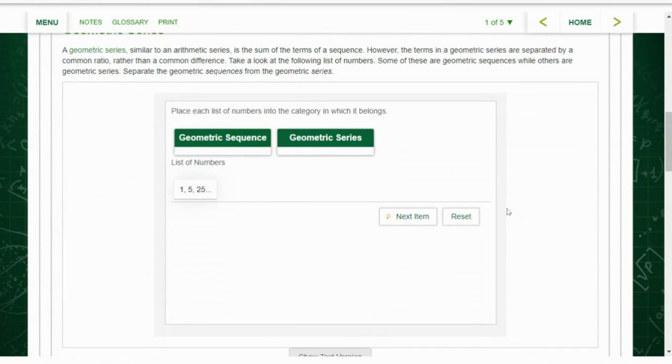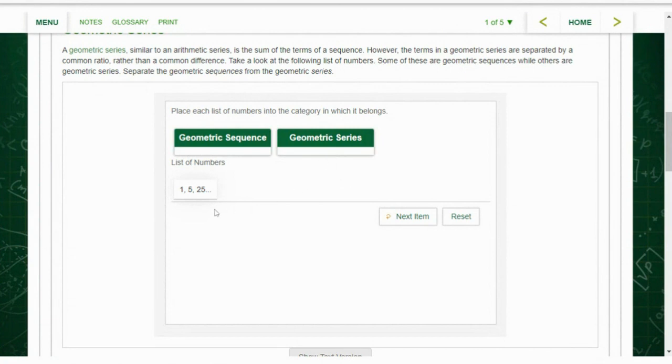But how do we know if it's a sequence or a series? Well, remember, a series is when we add them all together. A sequence is just a sequence of numbers. We have a whole group of numbers that go in order with some common ratio, or common difference if it's arithmetic. But if it's a series, we're adding them all together.